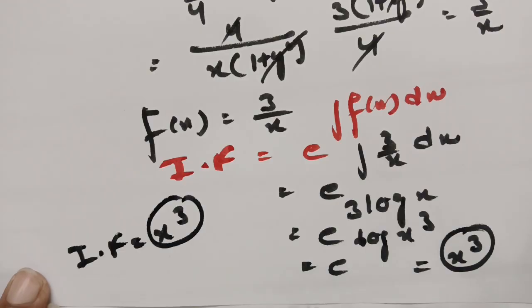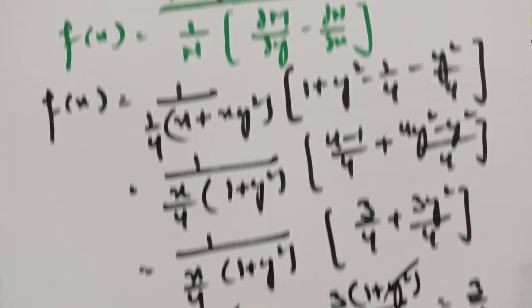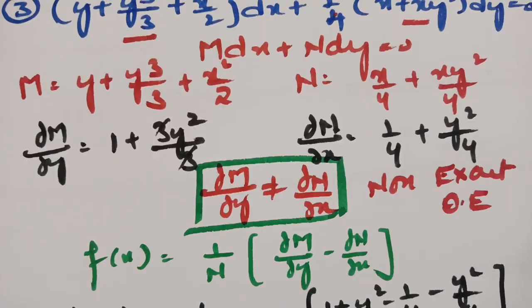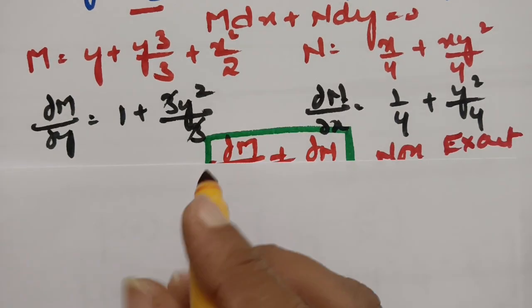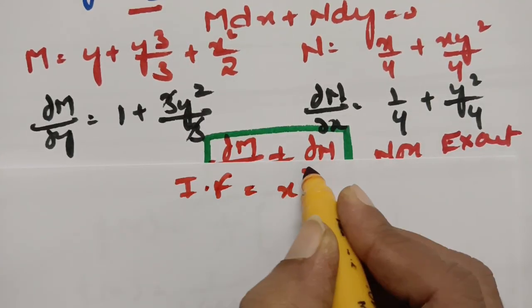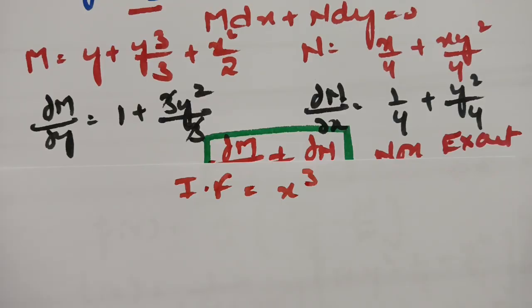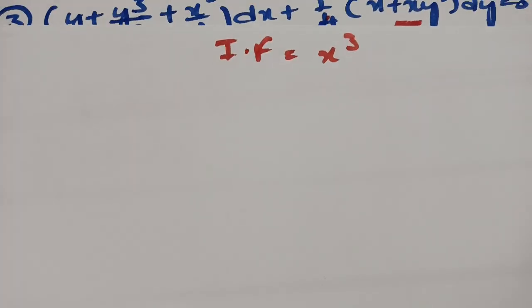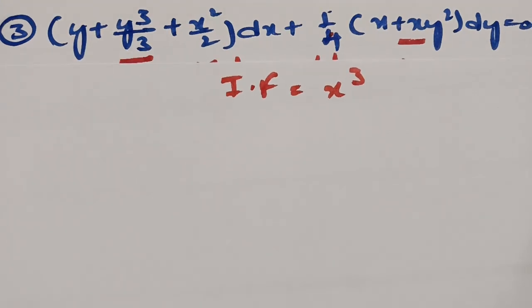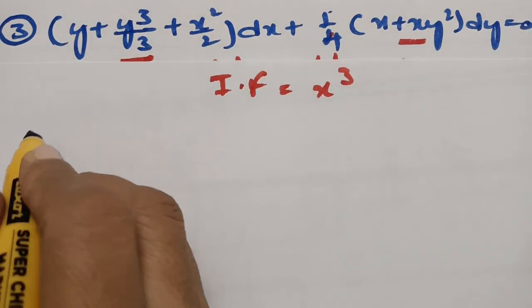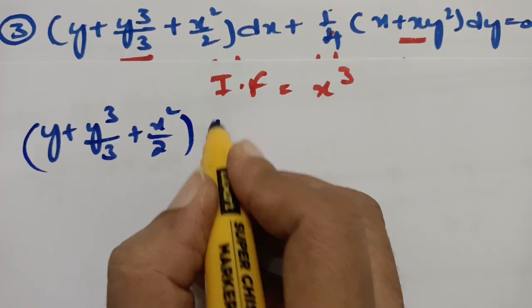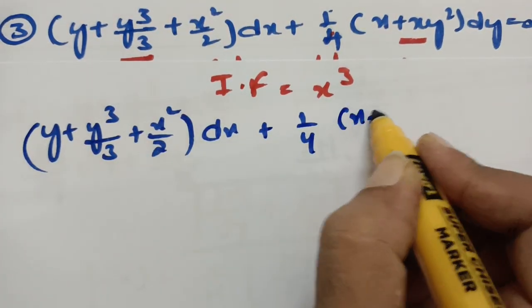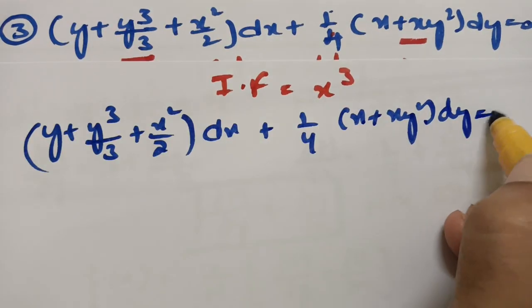So if I multiply equation 1 with the x cube integrating factor, this non-exact differential equation is going to shift as an exact differential equation. So here what is our equation 1? Equation 1 is nothing but this one. So what is our integrating factor? The integrating factor is nothing but x cube. Now I am going to multiply equation 1 with the integrating factor. So this is equation 1, that is y plus y cube by 3 plus x square by 2 into dx plus 1 by 4 times of x plus xy square into dy is equal to 0.